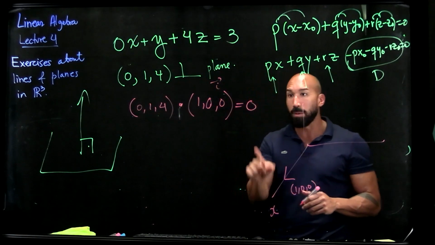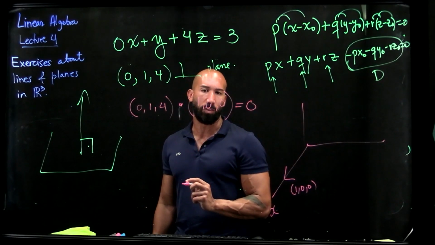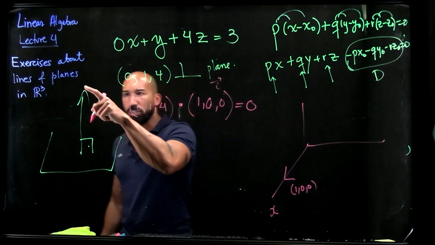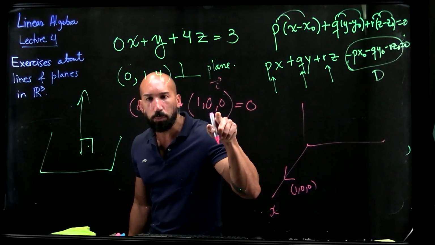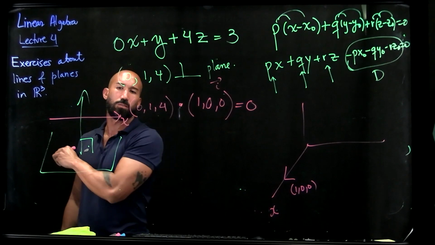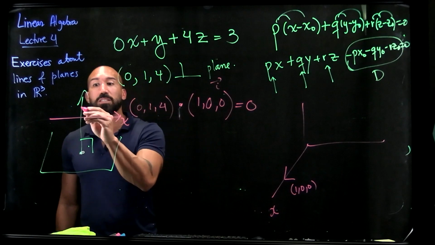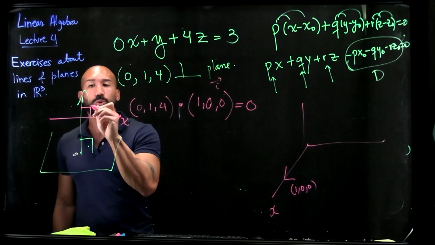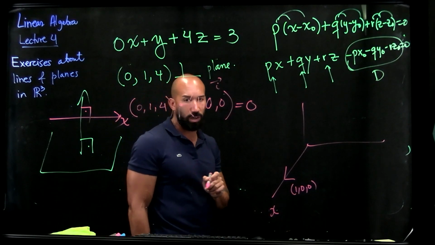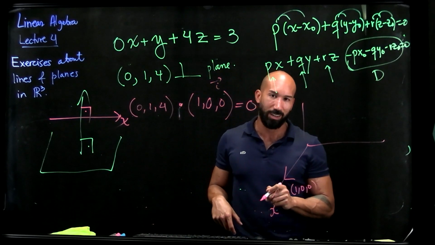Yes or no? If this dot product is 0, this is telling me that these two vectors are orthogonal. If this vector is normal to a plane and this vector is parallel to the x-axis, with the x-axis somewhere here, this means that the vector that is orthogonal to the plane is also orthogonal to the x-axis. So the plane and the x-axis are parallel.